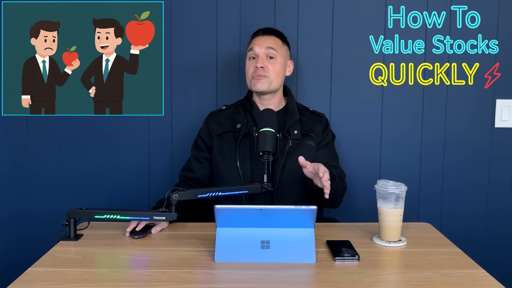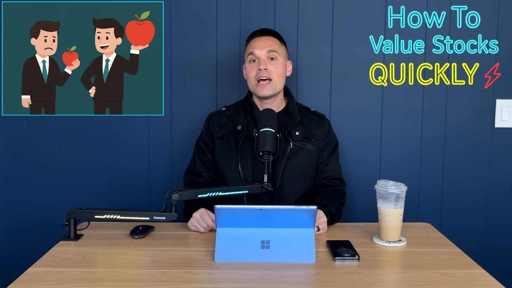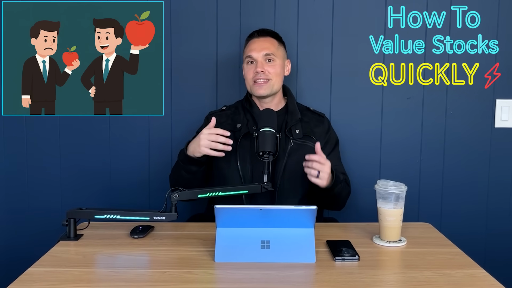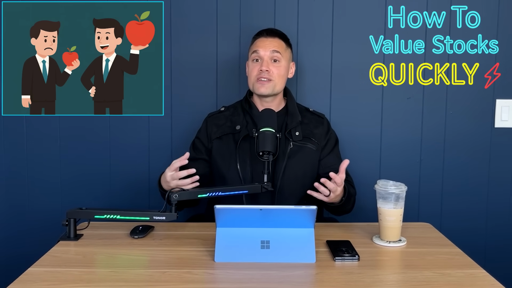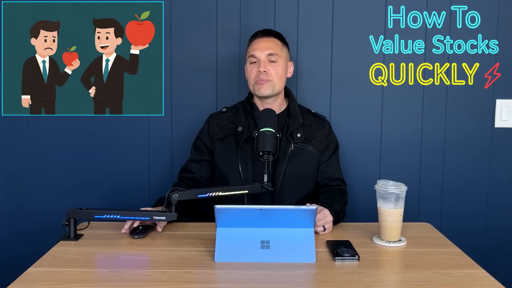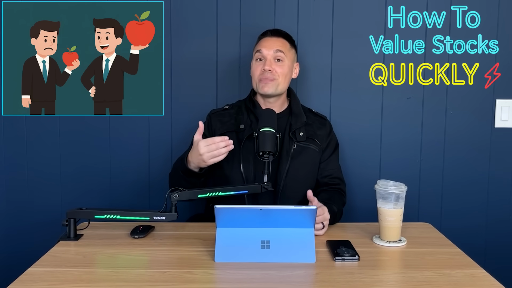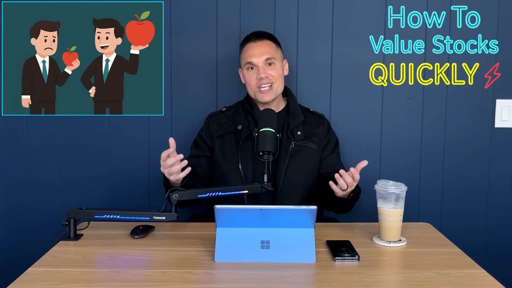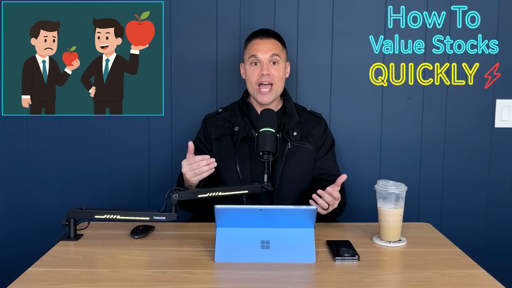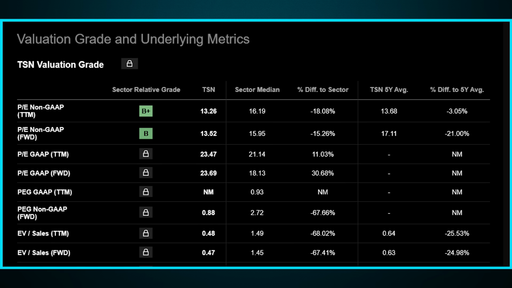Now, by the way, I do typically use the non-GAAP measures. You can use GAAP if you want to, but the non-GAAP just means that these are going to be using numbers that are adjusted for one-time or unusual types of events that will eventually pass. So I just feel that it gives an overall clearer view of the company's core profitability instead of focusing on temporary distractions.